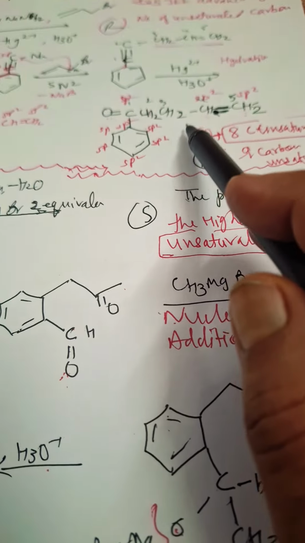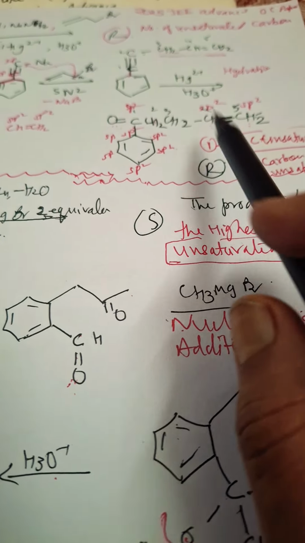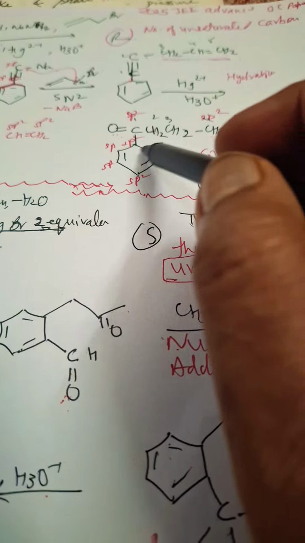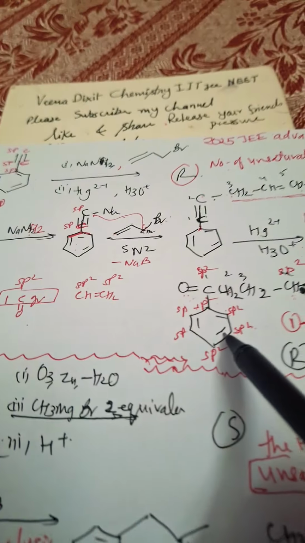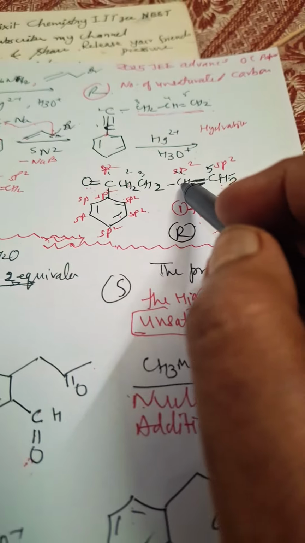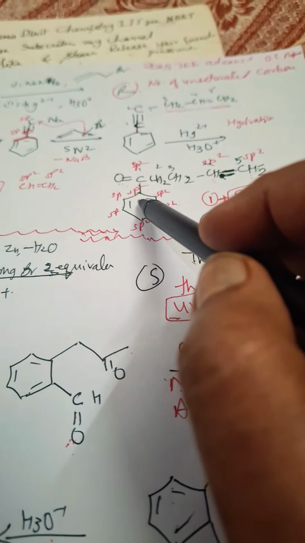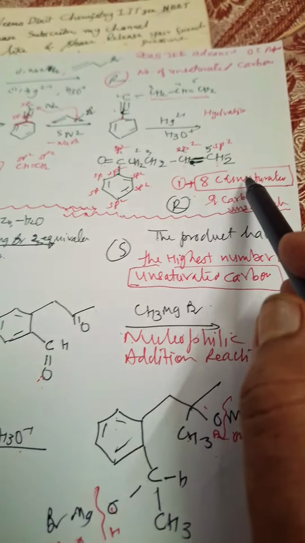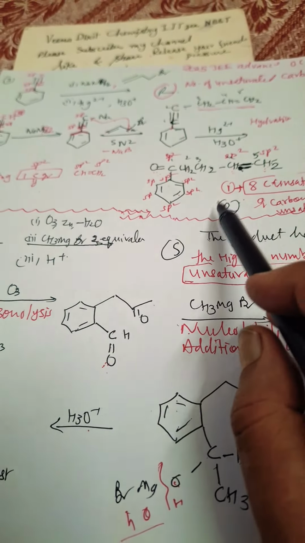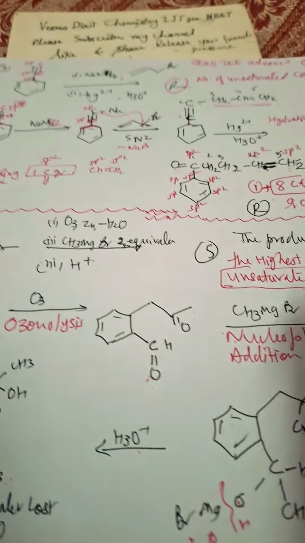Okay, now we will see how many unsaturated carbons are there. So 6 sp2 hybridized carbons in the benzene ring, and 1 sp2 hybridized carbon in the carbonyl group, and 1 sp2 here, 1 sp2 here. So total 1, 2, 3, 3 plus 6, 9. Here earlier I had written 8, so that is why I reloaded and uploaded it. So 9 unsaturated carbons over here.